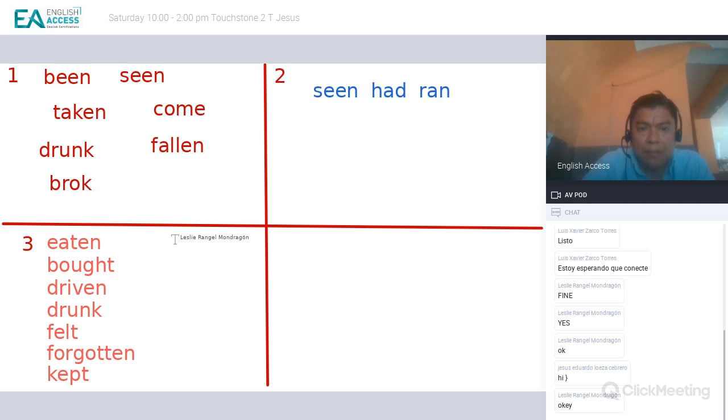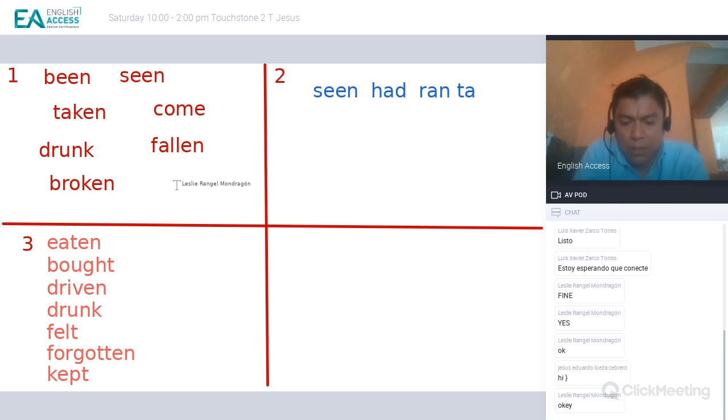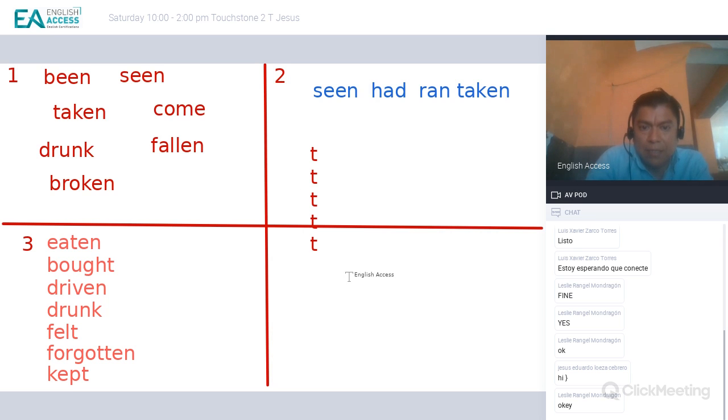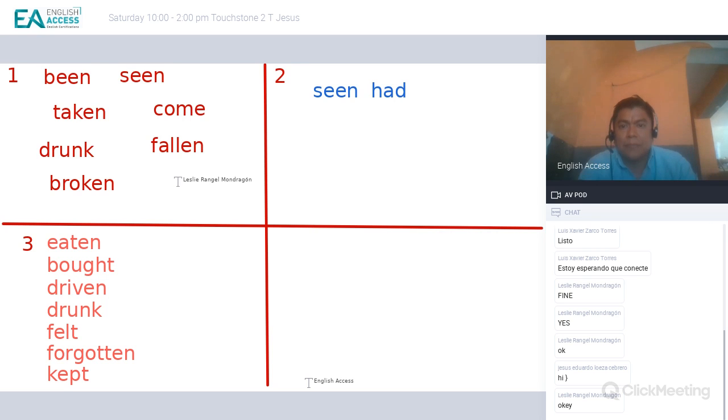When you're typing, Javier, you can click enter and it will give you the next line. Enter, next line. Enter, next line. Yes? Just like that. Enter and it goes to the next line. So it's easier for you. You're okay, Eduardo? Had, yes.